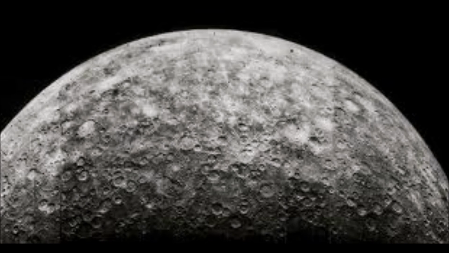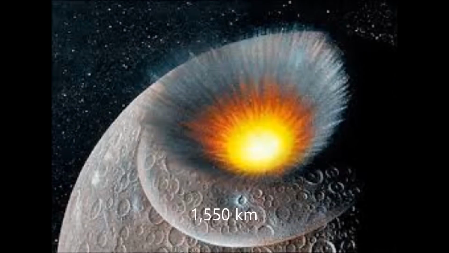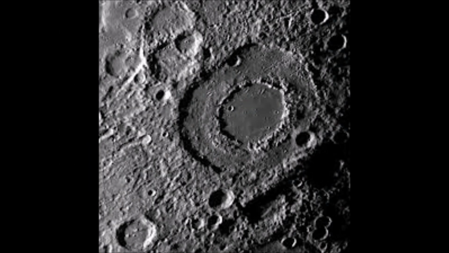The largest known crater is Caloris Basin. I'll put the name across there, with a diameter of 1,550 kilometers across. The impact of this crater was so powerful it caused lava to erupt. It was so big to the planet that when it hit, lava erupted from that crater, which left a concrete ring type thing surrounding the impact crater.